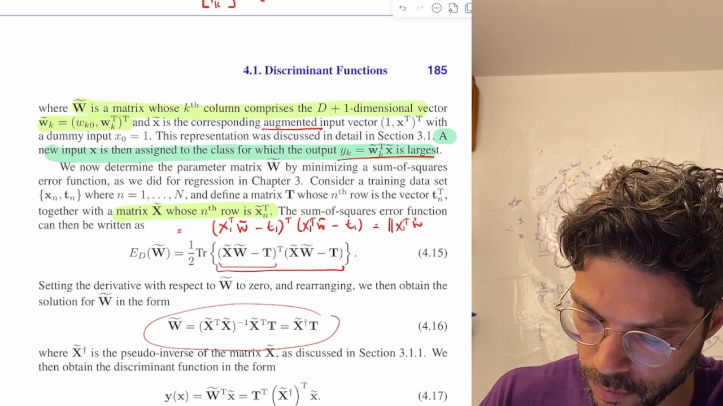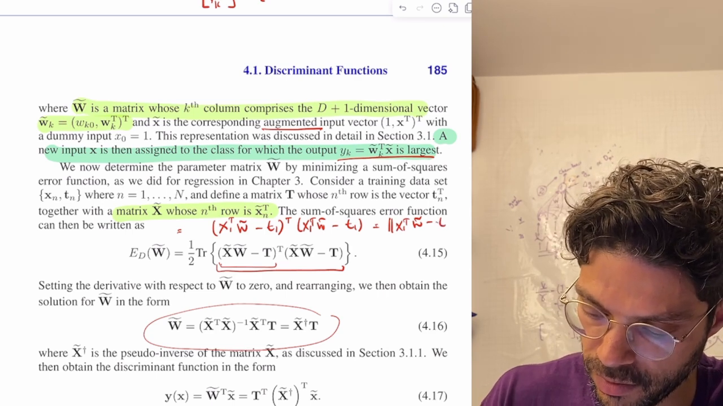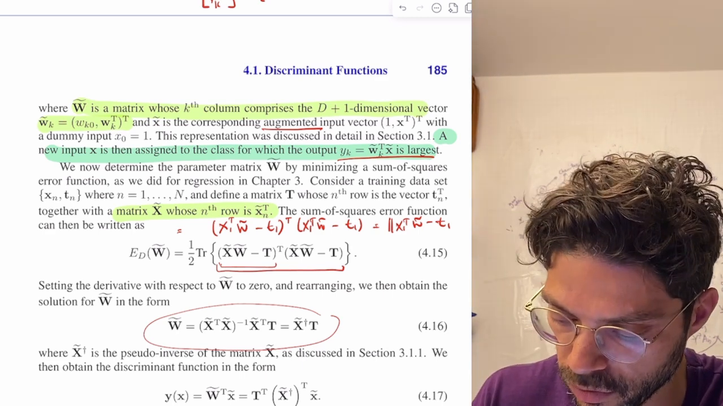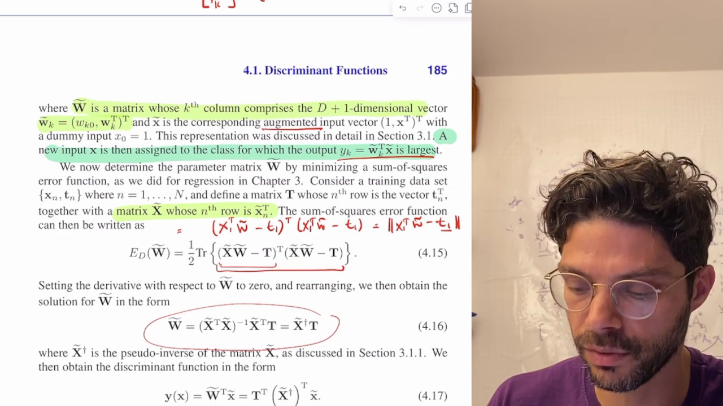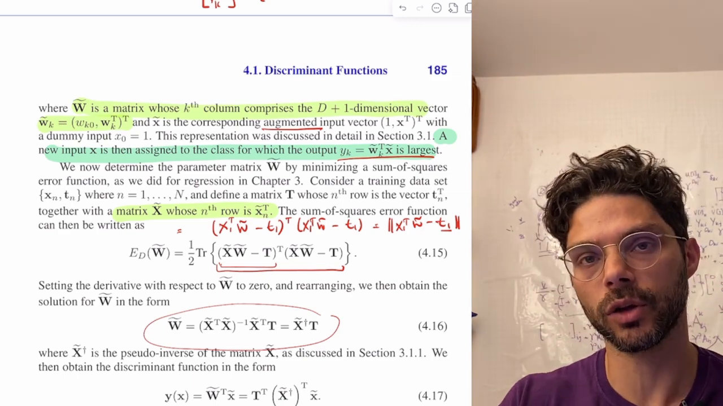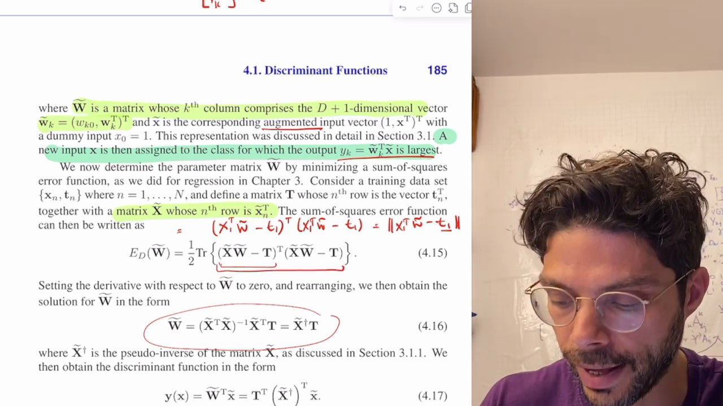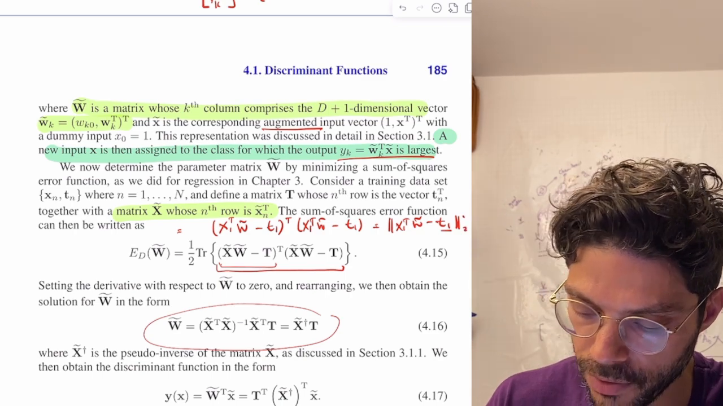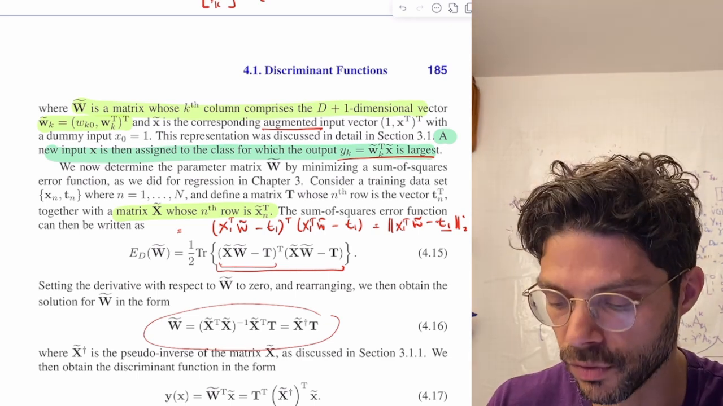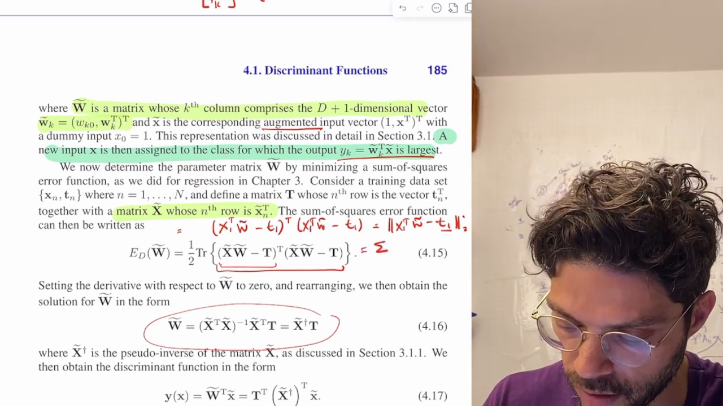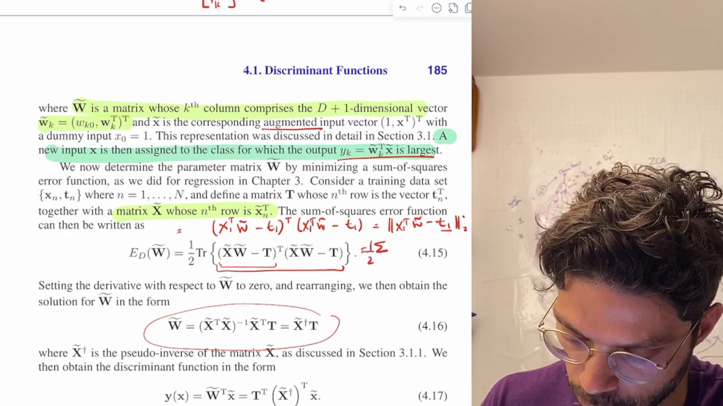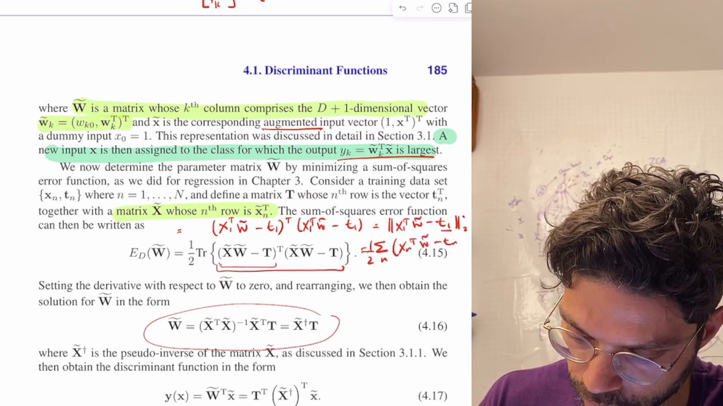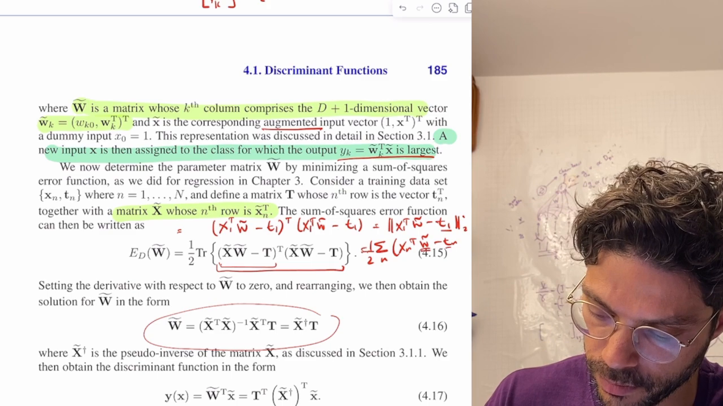And so that's just x1 transpose w minus t1, and this t1 is a vector, right? It's a one-hot vector. So we're just measuring the difference between our predictions, our corresponding y, and the one-hot binary vector. So that's going to be the square difference. And now this trace just sums all of those up. So this trace is going to equal one half of the sum over n of xn transpose w minus tn. And this is a matrix, this is a vector.